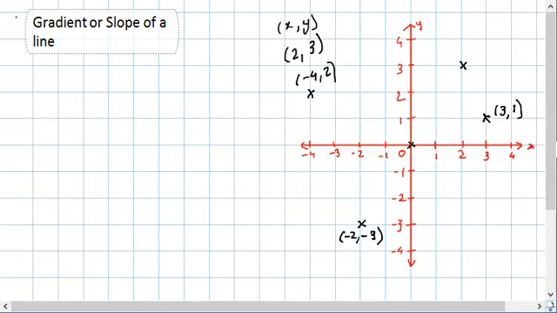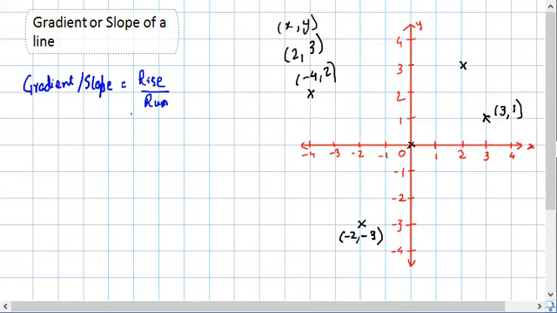Now to find the gradient, gradient has a very simple formula. It's not complicated at all, and gradient, as I told you in the last videos also, is also called the slope, and the formula is very simple. It's just the rise over run. So rise means how much is the line rising on the y-axis versus how much distance is it covering on the x-axis at the same time.